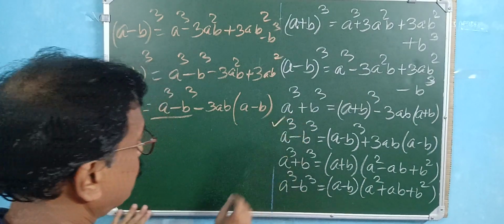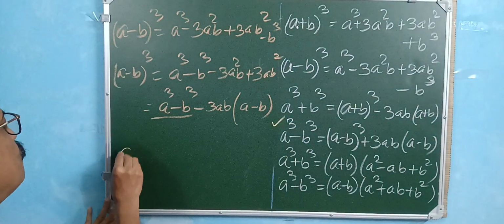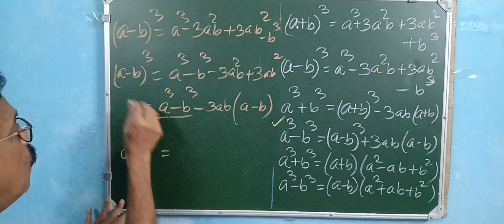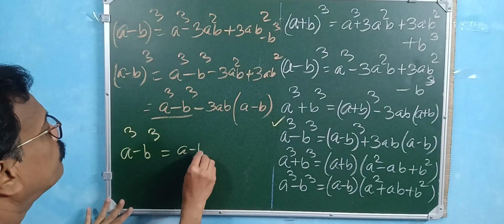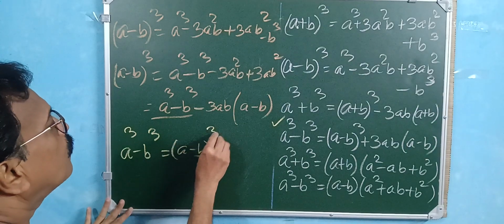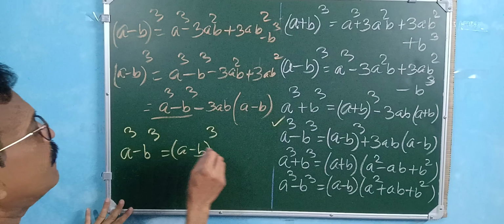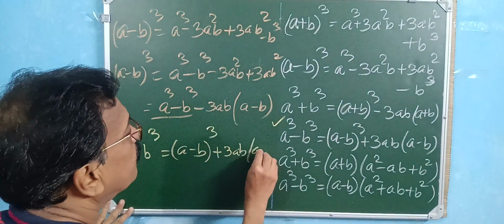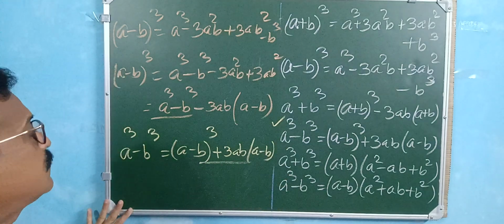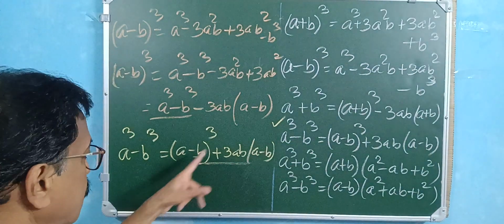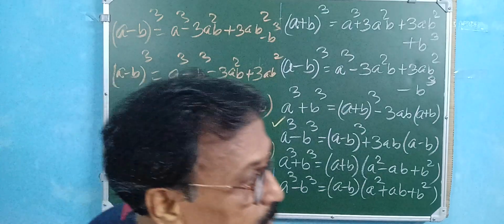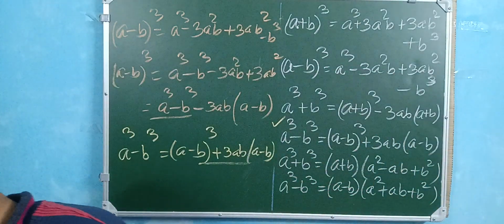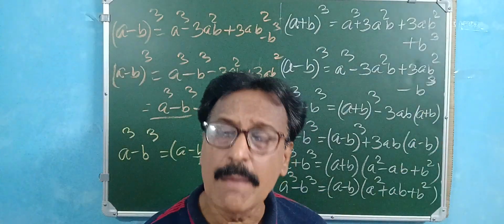This formula you develop. In which way? So this is A³ − B³. Now what is this? (A − B)³ shifts to the left-hand side, plus 3AB(A − B). So one new formula is developed: A³ − B³ is (A − B)³ plus 3AB(A − B). So all the formulas can be deduced. But for an easier way to solve the sums, you just remember the formula.